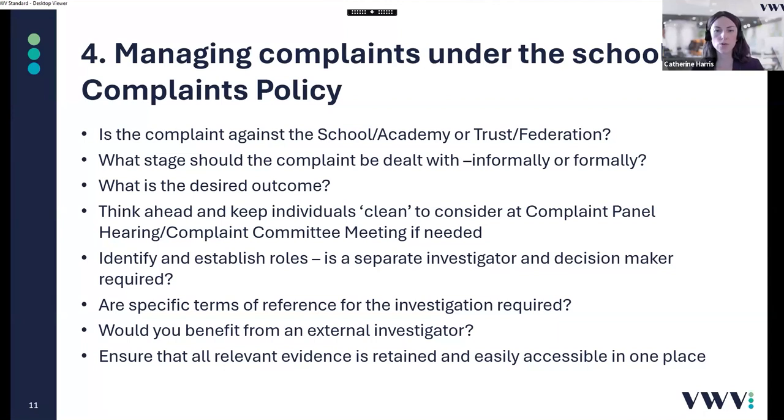And then you must also ensure that all relevant evidence is retained and easily accessible in one place. And that's in particular because during the investigation, the investigator will be collating his evidence and findings, and the complaints panel will normally want to look at all the evidence that's been gathered during the investigation at the next stage if it proceeds to that.